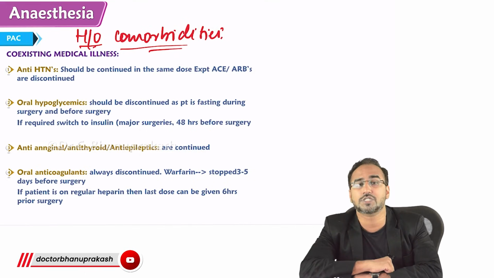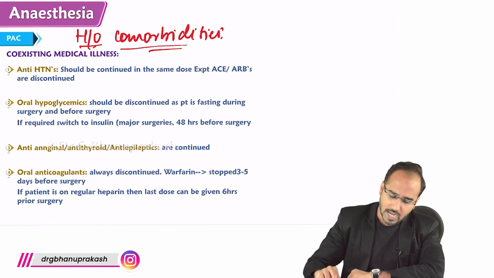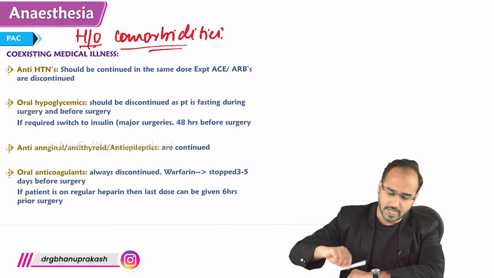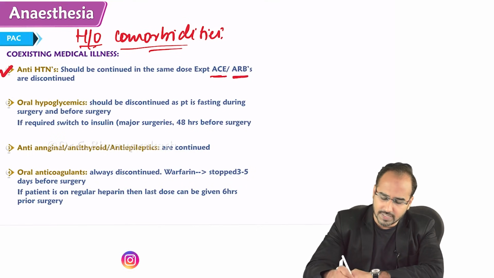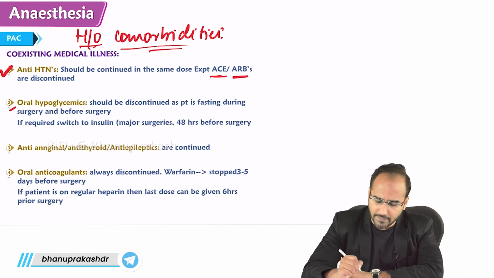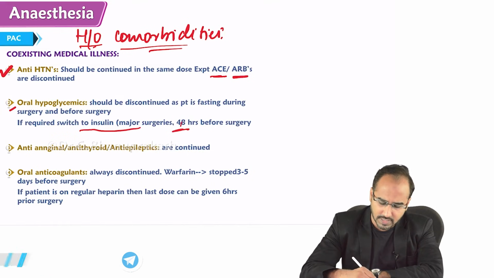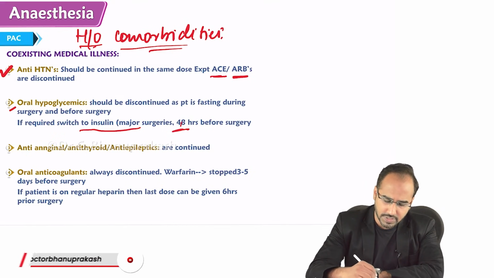You tell the patient to stop ACE inhibitors and ARBs on the day of surgery. Why? Because they are usually long acting and they will cause severe hypotension during surgery. So remember guys, antihypertensives should be continued at the same dose except ACE inhibitors and ARBs. Whereas oral hypoglycemics should be stopped before surgery, right? And if it is major surgery, you require to shift to insulin at least how many hours? 48 hours before surgery.